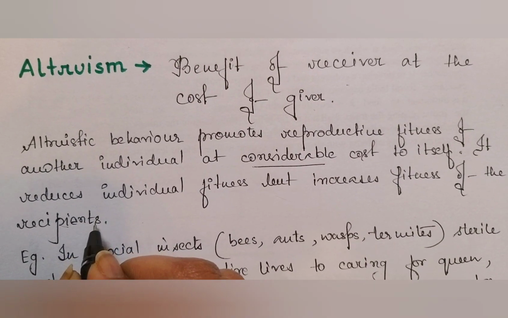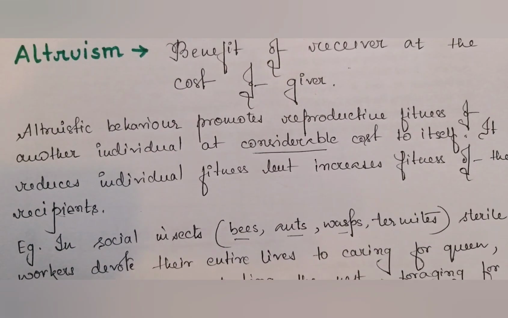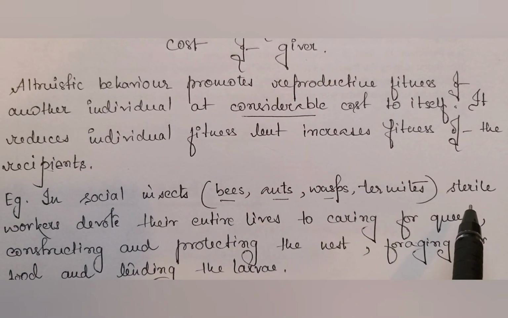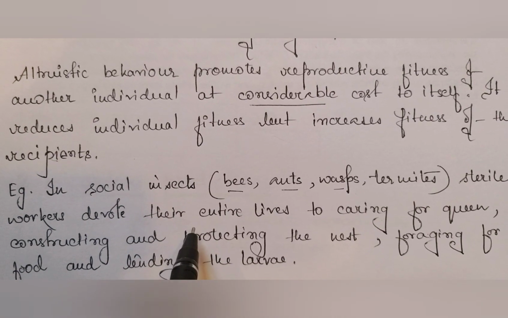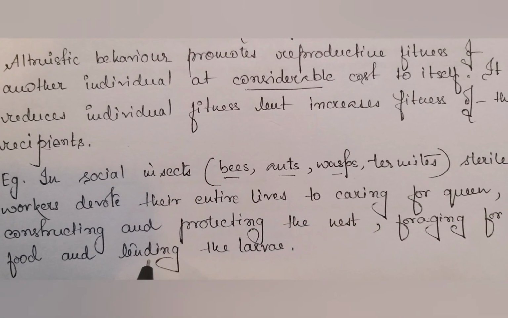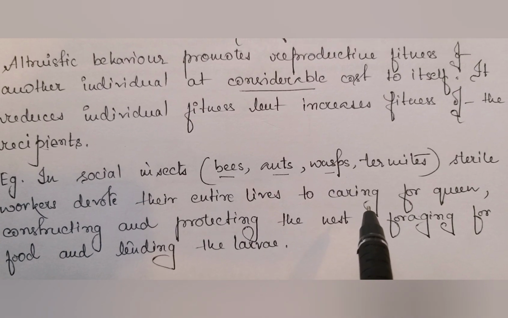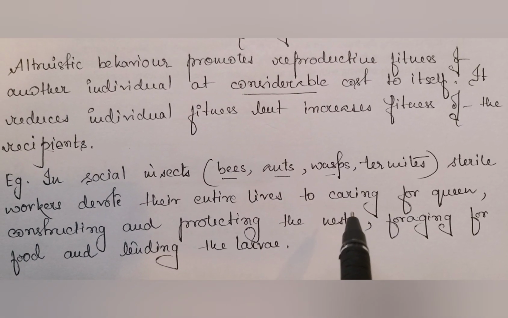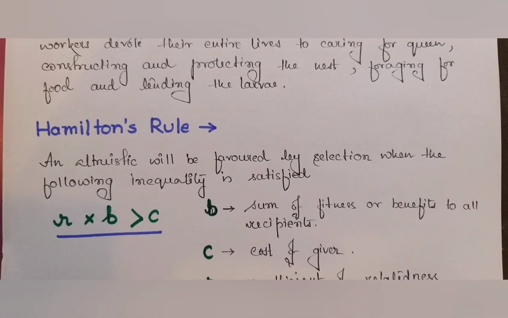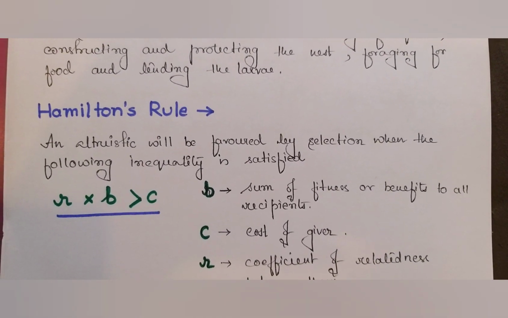See, this type of act is very much visible in social insects like bees, ants, wasps, termites. These insects, they live in a colony. They lead a colony life. What happens there? See, for an example, the sterile workers, they devote their entire lives to caring for queens, constructing and protecting the nests, foraging for food, and tending the larvae. Right, so they are doing all these activities at the cost of its own self, but is actually giving benefit to the other. Right? So in short, you need to remember that a giver gives the benefit and the receiver enjoys the benefit. That's it.